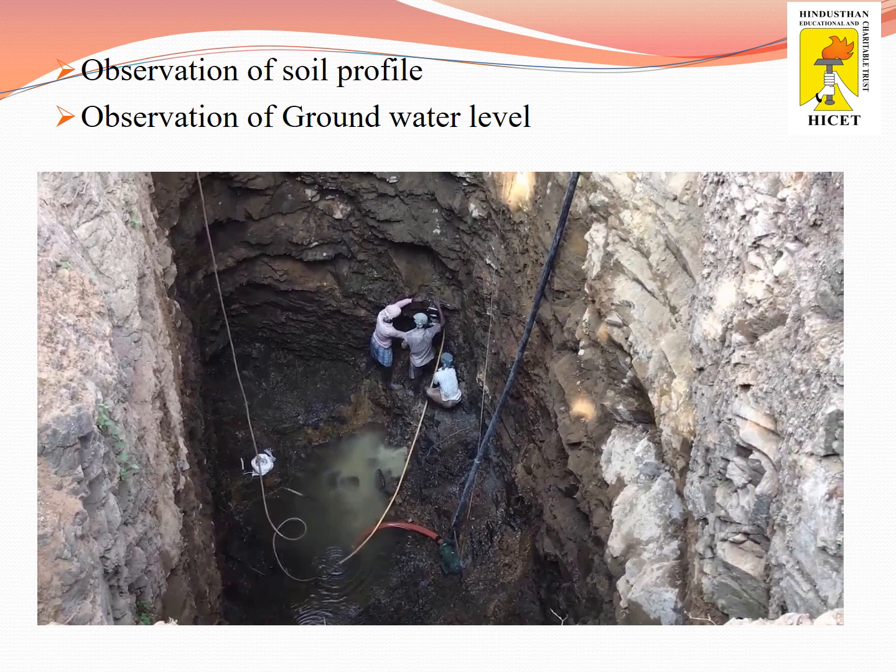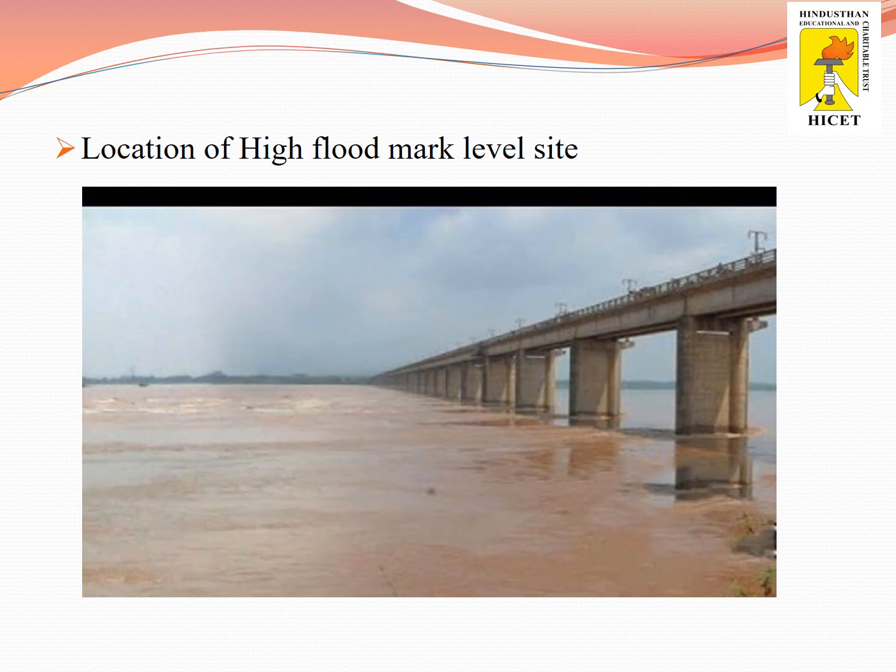The third one is observation of the soil profile and groundwater from deeper cuts nearby the site or a well which was created long back. By that we can visualize the soil profile, and also we can judge at what depth the water table is available there. Next one is the location of high flood marks on nearby buildings or bridges.